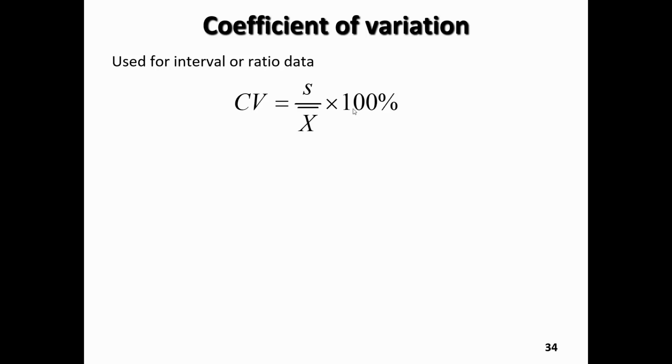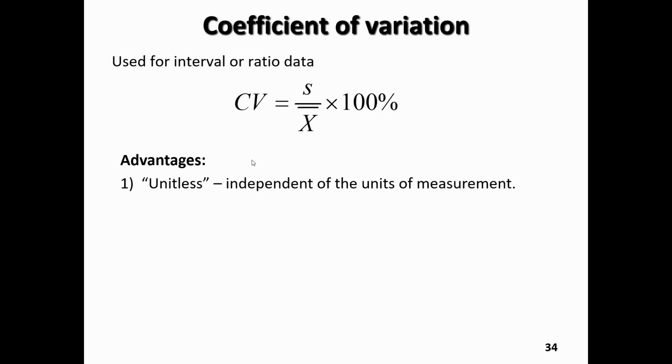So the coefficient of variation quantifies the variability, which is quantified by the standard deviation, as a percent unit. And so the coefficient of variation does have some advantages in that it's unitless. It's independent of the units of measurement. And what that allows us to do is compare variability between different measures if those measures have different units.